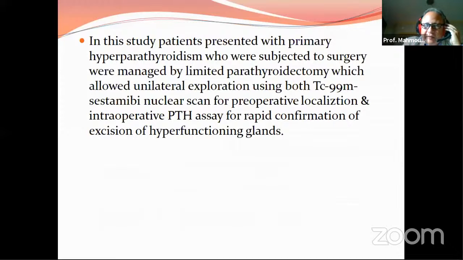In this study, patients presented with primary hyperparathyroidism who were subjected to surgery were managed by limited parathyroidectomy, which allowed unilateral exploration using both technetium sestamibi nuclear scan for preoperative localization and intraoperative parathyroid hormone assay for rapid confirmation of excision of the hyperfunctioning glands.